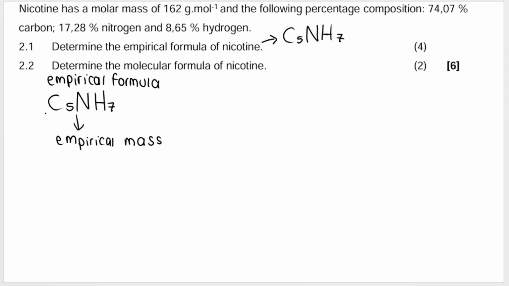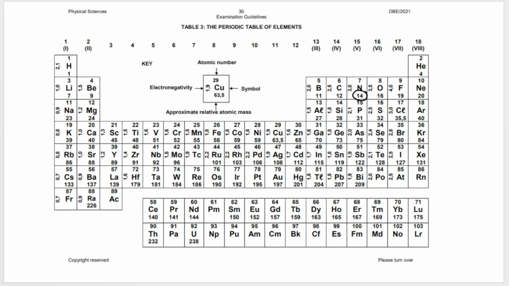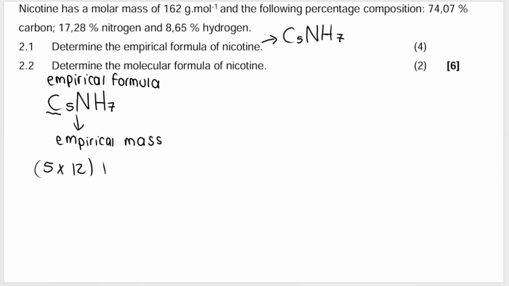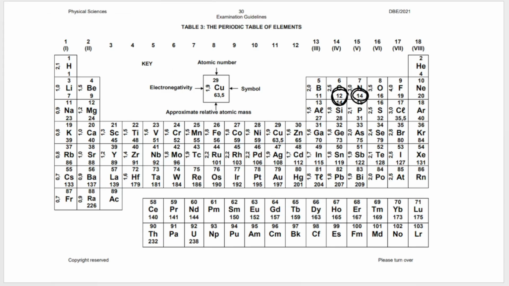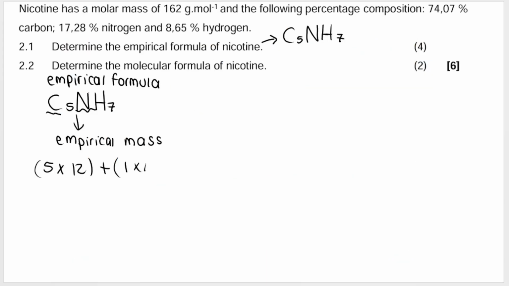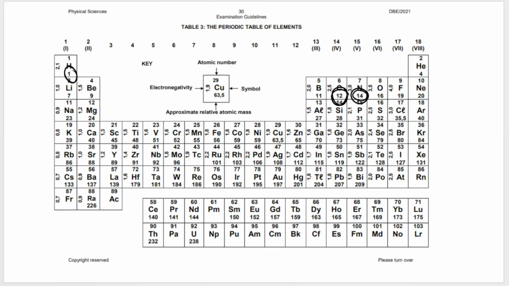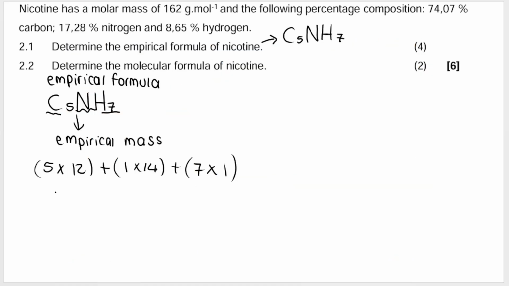So we start with carbon. There's 5 carbons, so 5 times. Remember, carbon has an atomic mass over here of 12. So it is 5 times 12 plus there's 1 nitrogen, and nitrogen has a mass of 14. So plus 14 or 1 times 14, it doesn't really matter. Plus hydrogen, there's 7 of them. And hydrogen has a mass of 1. So 1 times 7 or 7 times 1. So we get the empirical mass as being 81 grams per mole.